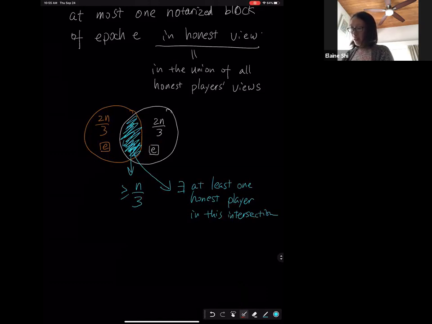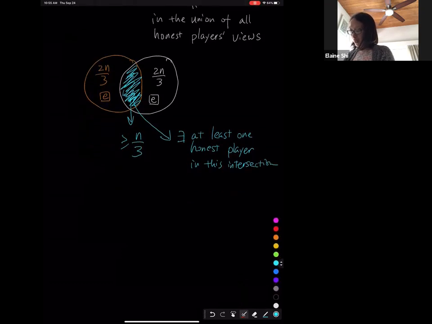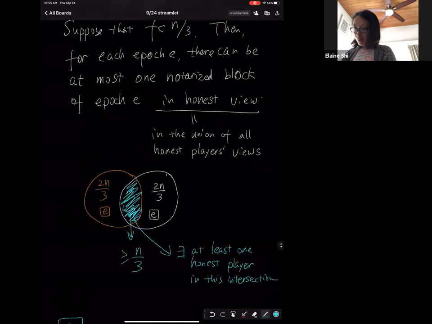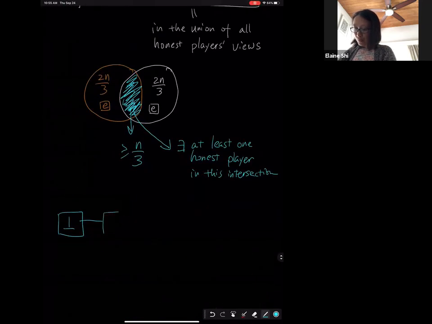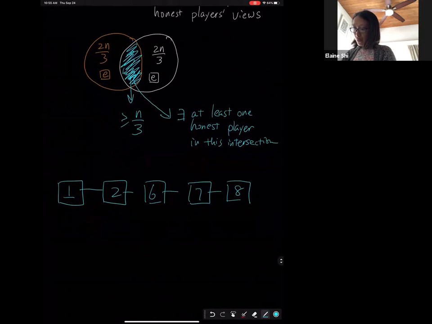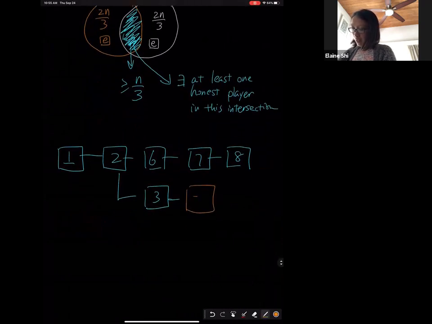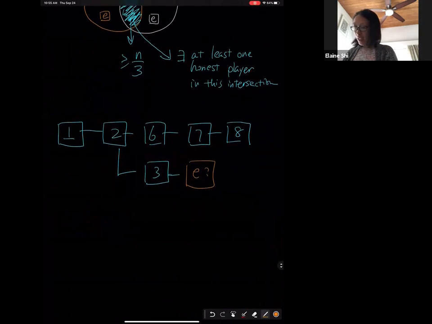Okay, so let's revisit the example we saw earlier. We have Genesis, and I will just use the same example: 2, 6, 7, and 8. So I will prove by contradiction. Let's assume something here got notarized. This orange block got notarized. So let's ask, what can the epoch number be? If this orange block got notarized, what can its epoch number be?